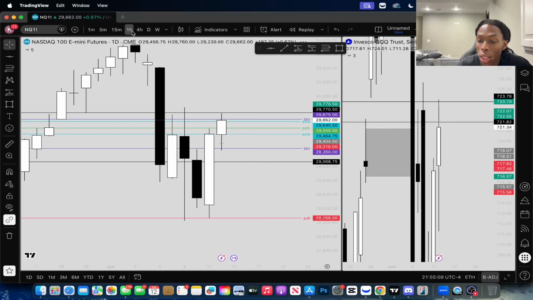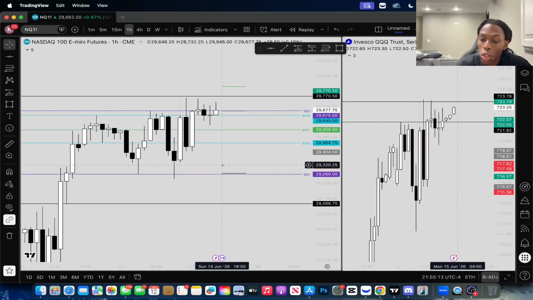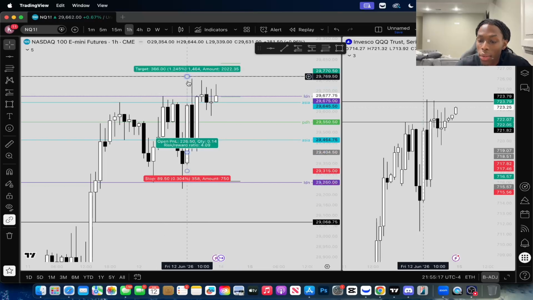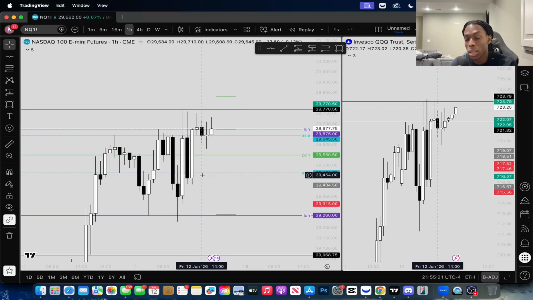Go down to the 1 hour, and that's when I will get my session bias. So the sessions overlap today. As you can see, London took out both sides of Asia.